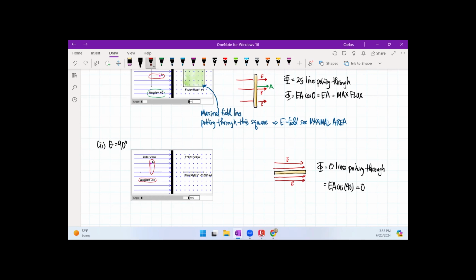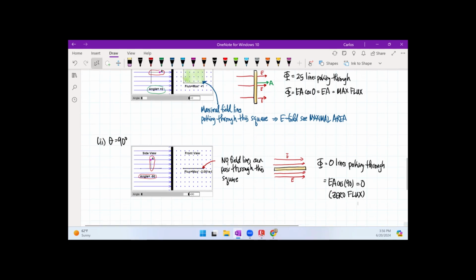So if I look at this right in here, you could see that's exactly what it's saying. It's saying no field lines can pass through this square. So that's what we mean by 0 flux here, right? So again, this is the only situation where you get 0 flux.